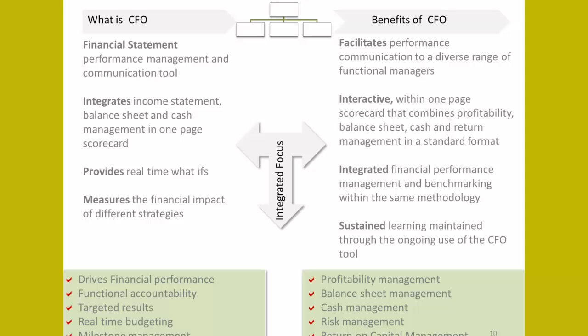Your key benefits that you derive from this is essentially you facilitate performance communication amongst a diverse area of your functional managers so that you can show people this is what's happened, this is how we make these improvements. You can integrate your various what-ifs inside your one-page scorecard, and you can create sustained learning through a repetitive process that allows you to ensure that people connect their decisions with their key performance outcomes.